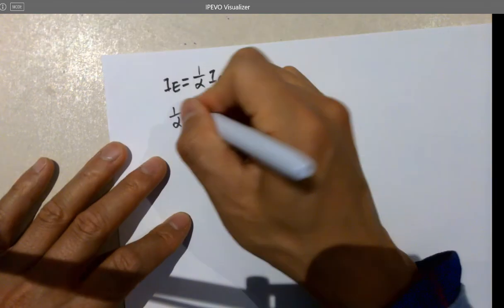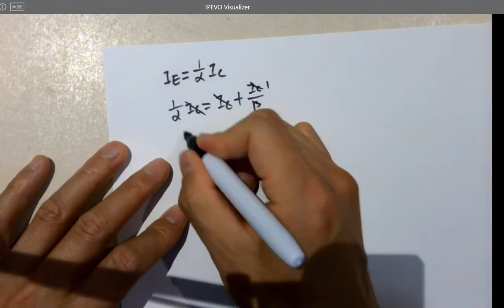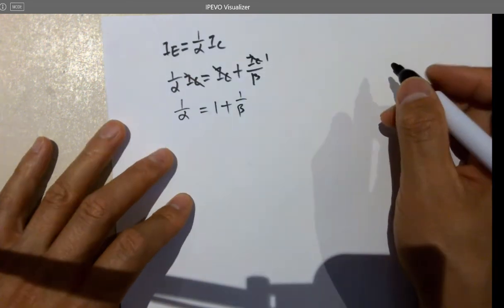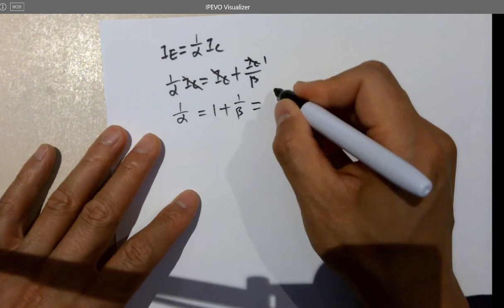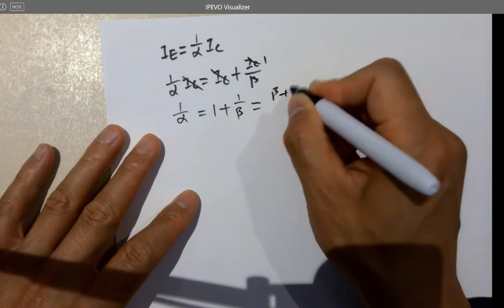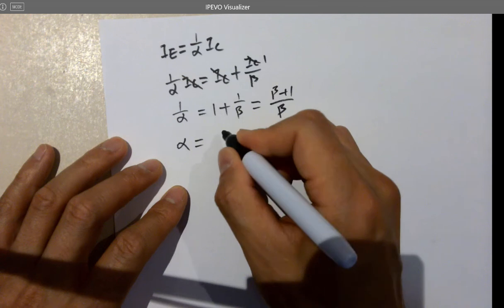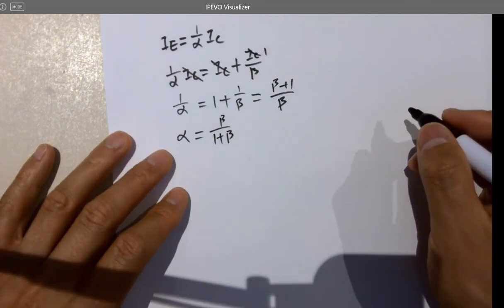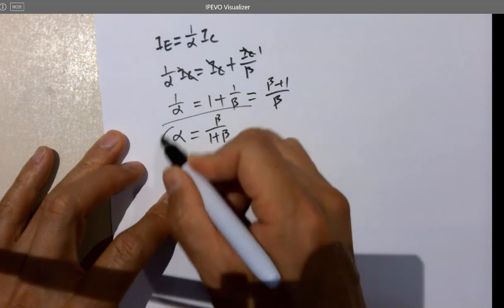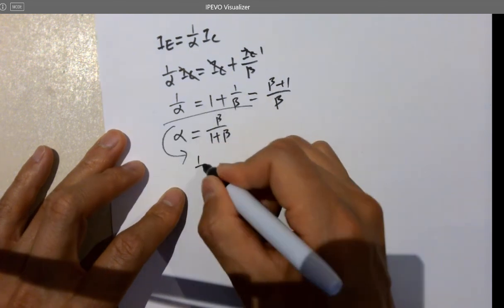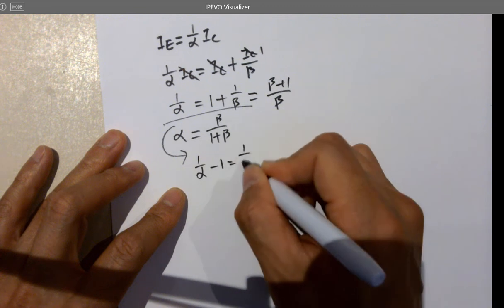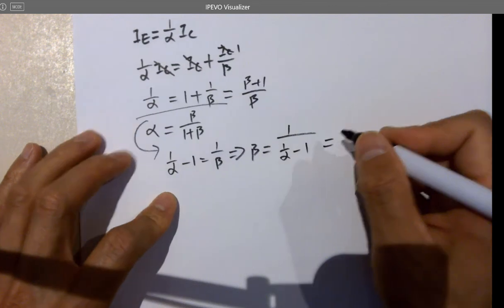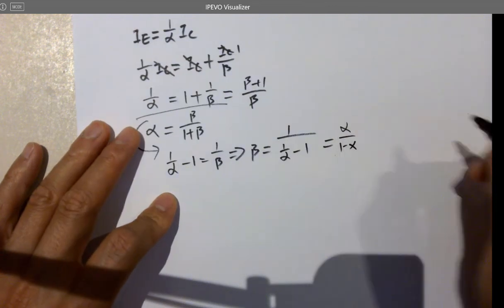So in that case, IC can be cancelled. So we're getting 1 over alpha equals 1 plus 1 over beta, which is beta plus 1 over beta. Right, so alpha equals beta over 1 plus beta. Still from here, if you move 1 to the left, 1 over alpha minus 1 equals 1 over beta. So beta equals 1 over alpha minus 1, which is alpha over 1 minus alpha.